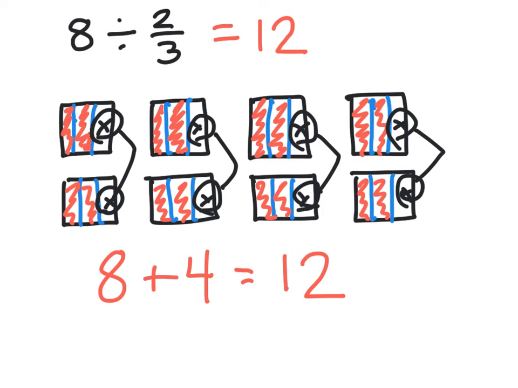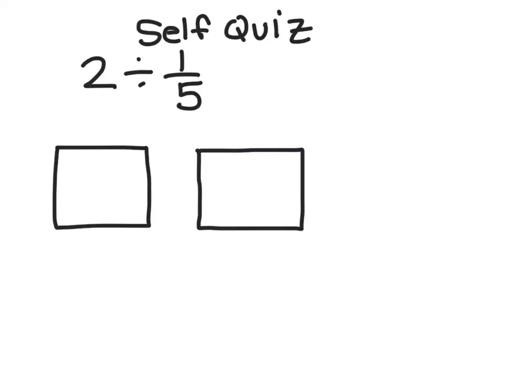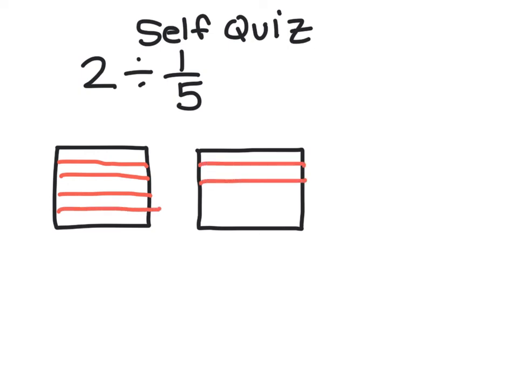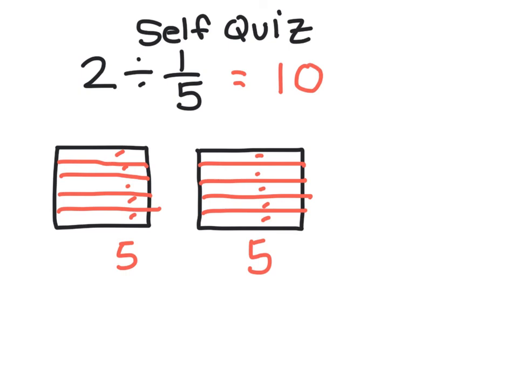All right, let's try the self-quiz. Go ahead and pause your video and do the self-quiz and restart to check your answer. Welcome back from pausing the video. I'm going to divide each of these into 1/5 parts. Okay, so 1, 2, 3, 4, 5. There are 5 equal 1/5 parts in each one, so I have a total of 10. 2 divided by 1/5 will give you 10 equal parts. Did you get that one?